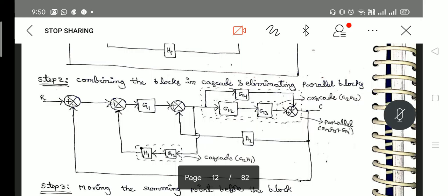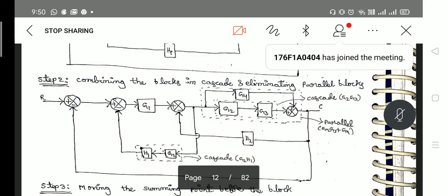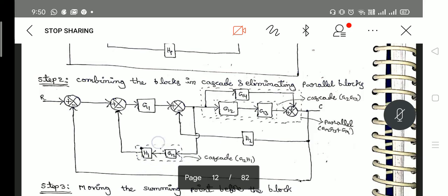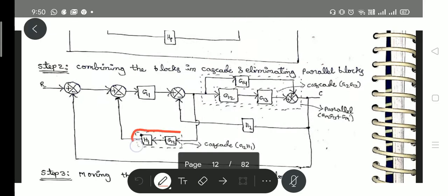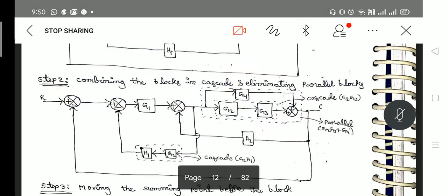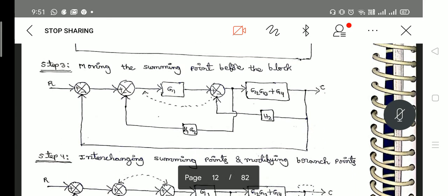So here I have taken G2 as a feedback, and G2 G3 are in cascade, so G2 G3 plus G4, all will be parallel connection. And here cascaded connection, so G2 H1. Here cascaded connection G2 H1, this is parallel, so G2 G3 plus G4. Okay, after simplifying this one we will get like this.